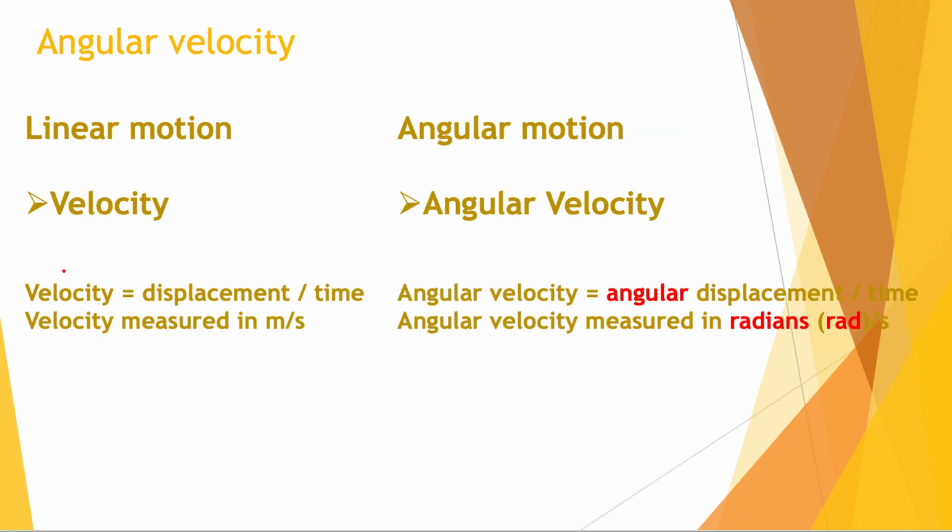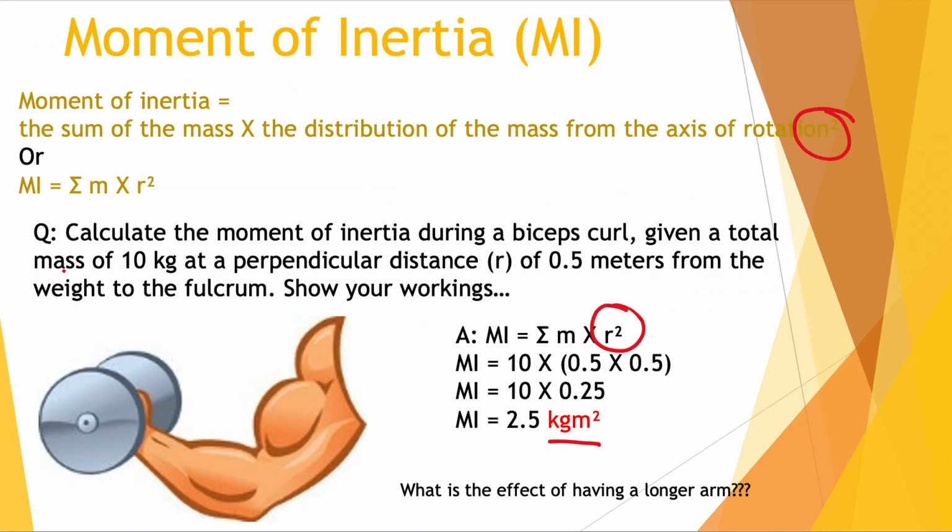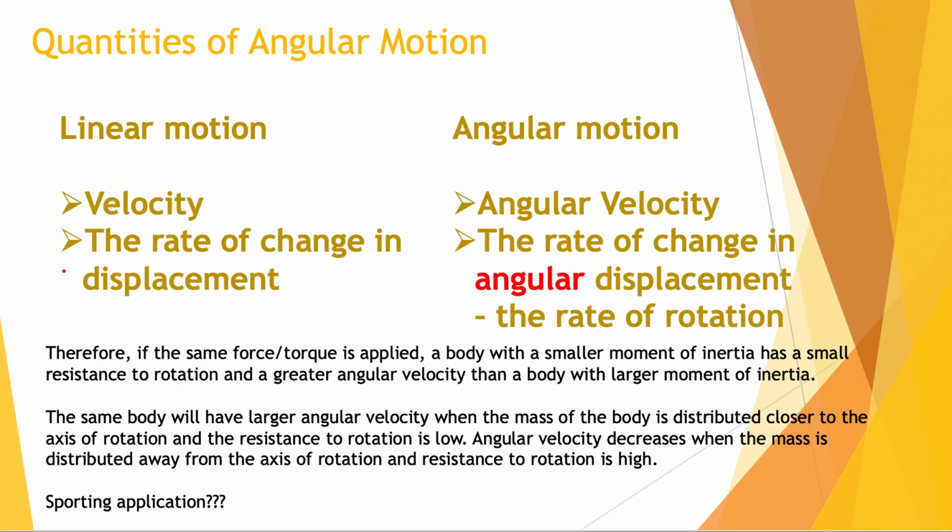Can you think of any sporting examples of that? I would say the best sporting example is the one that we looked at earlier with the trampolinist and diver. We've got a diver in the tuck shape, and their rate of angular velocity is much greater than the trampolinist in the straight shape.